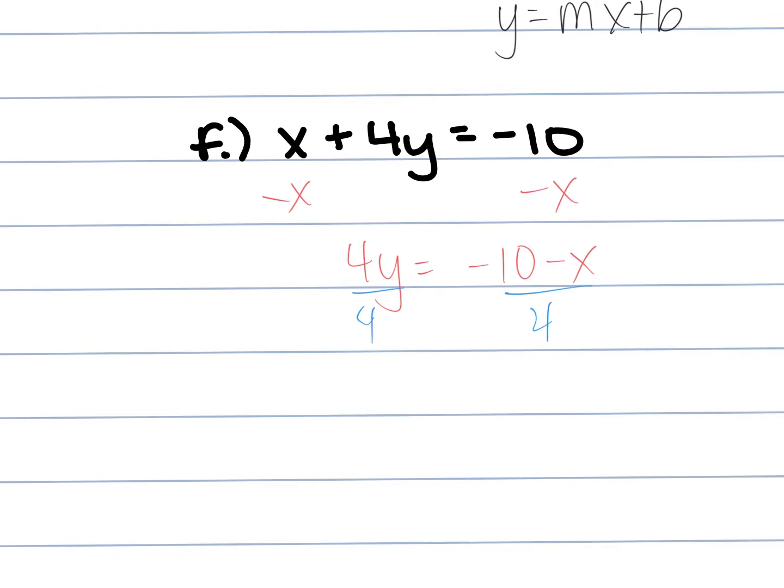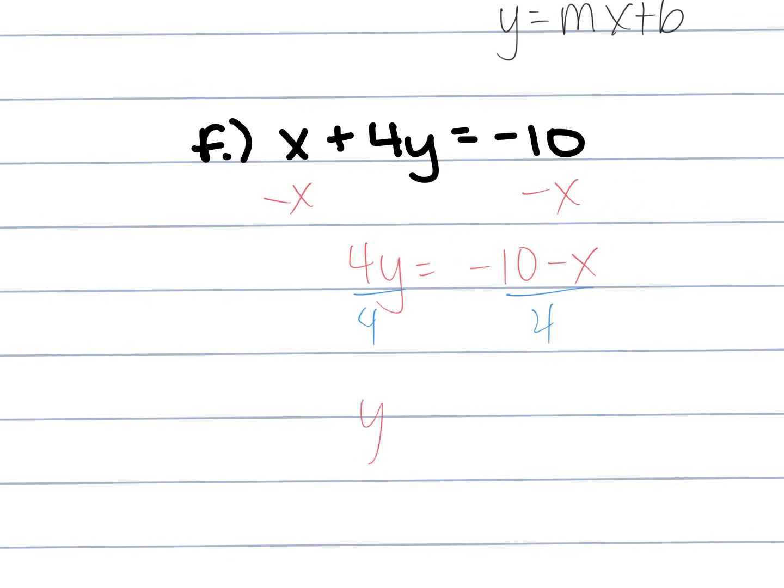Check it out, peeps. You're going to write y equals, distribute this 4 as the denominator for both terms. So we're going to get negative 10 over 4 minus x over 4. You guys with me? Is anyone confused on that step?